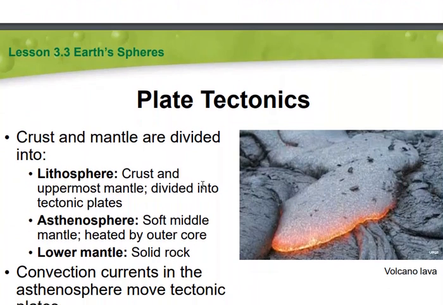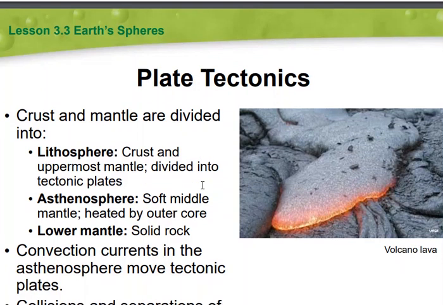Okay, now plate tectonics. All right, so there's the asthenosphere. The asthenosphere is the soft middle mantle heated by outer core. And since it's soft, as the asthenosphere moves, it drags along large plates of lithosphere called tectonic plates, which is defined right here, right? So the asthenosphere moves, it drags the tectonic plates.